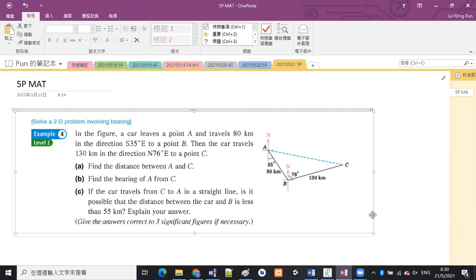Okay, so you may put away all the other things first, and please turn to page 10.9.